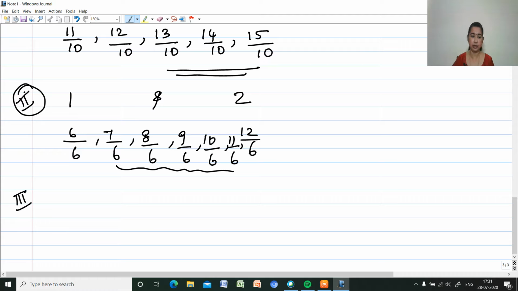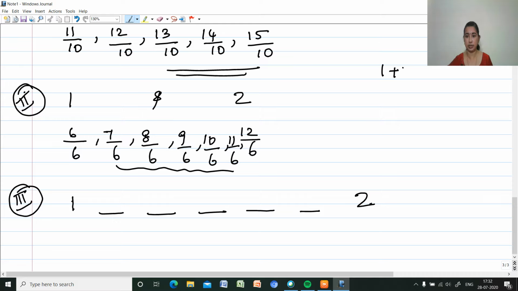Third method, in order to find a rational number between 1 and 2, we can add the two numbers. I need to find 5 numbers between 1 and 2, that is, the first number 1 and the last number 2. If I add the first and last, that is 1 plus 2 divided by 2, I'll get a number in between these two. That is 3 by 2. 3 by 2 will be a number between 1 and 2. So one number I'm writing here is 3 by 2.